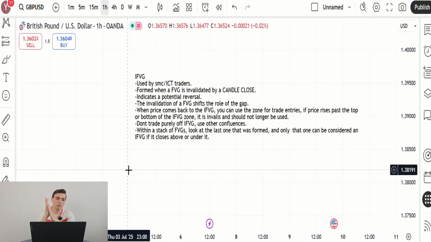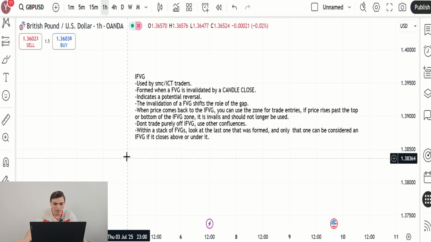Very simple stuff. Now, like everything else, what I always say, don't trade purely off inverse fair value gaps. You always need all confluences like breaker structure, liquidity sweeps, indicators, candlestick patterns, whatever, but never only inverse fair value gap because it doesn't work 100% of the times, just like anything else in trading.